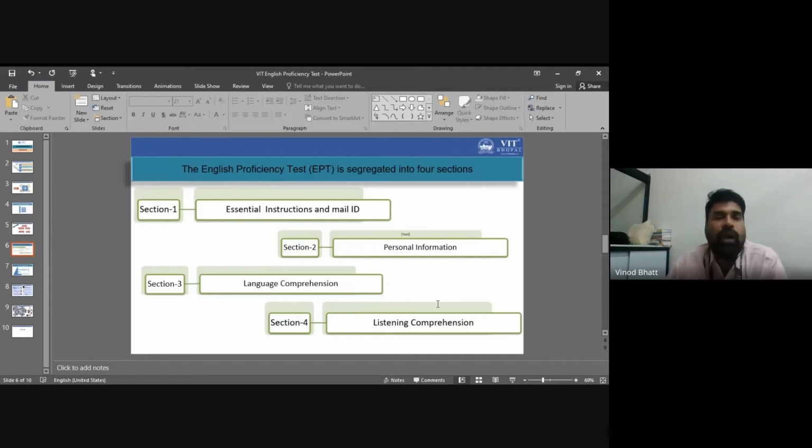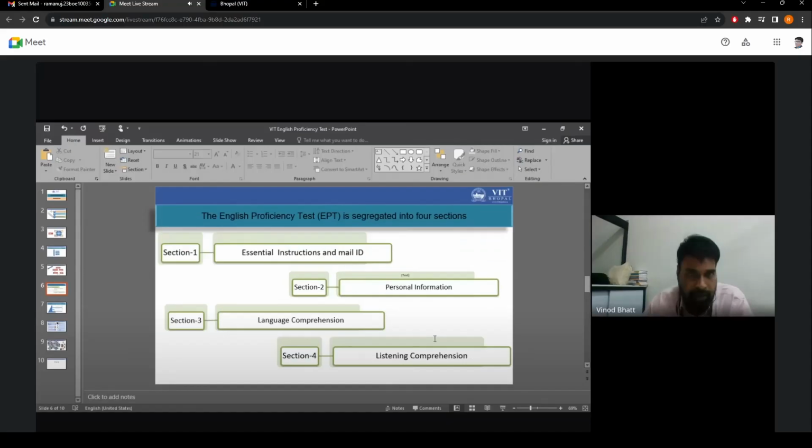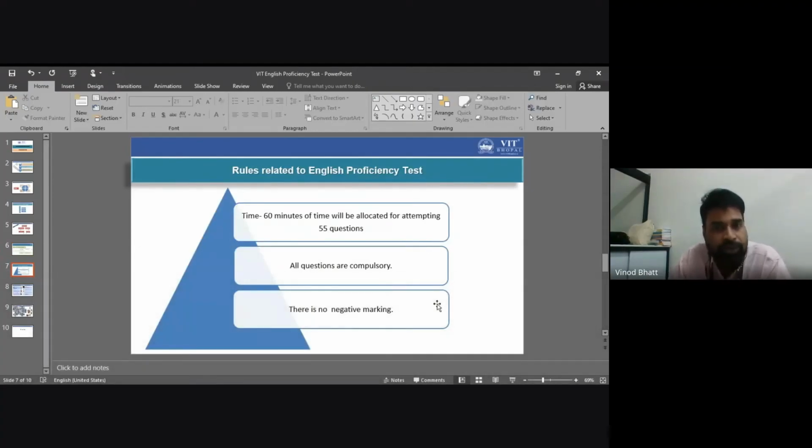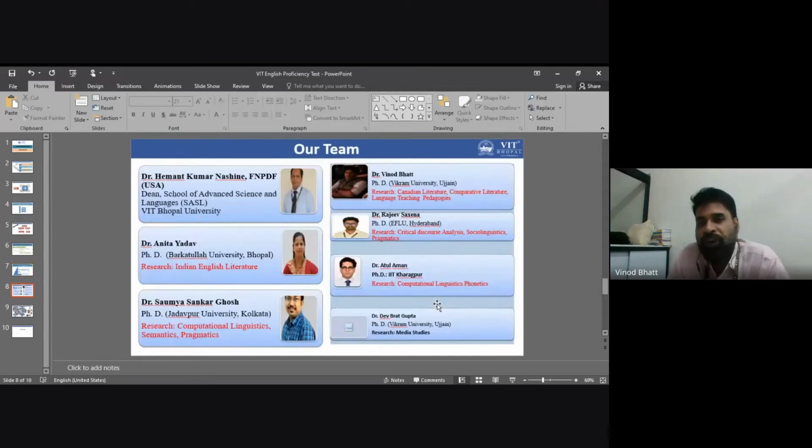But let me repeat it again. To access this test, you have to join through your VIT mail ID. Only then will you be able to access it. There will be 60 minutes for 55 questions. The last listening section carries 5 questions, and each question carries 2 marks. All questions are compulsory and there will be no negative marking. That's the very positive point. You can attempt all the questions, as I told you, even if you are not very sure about a question.